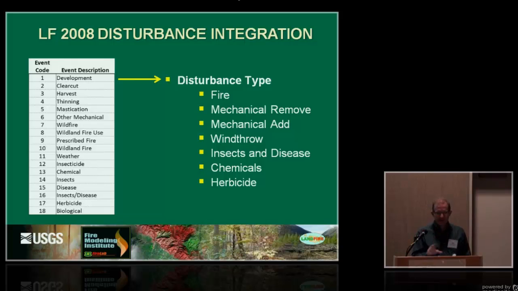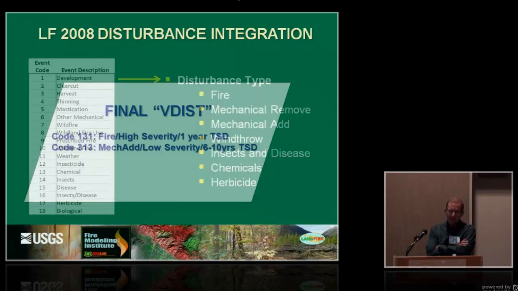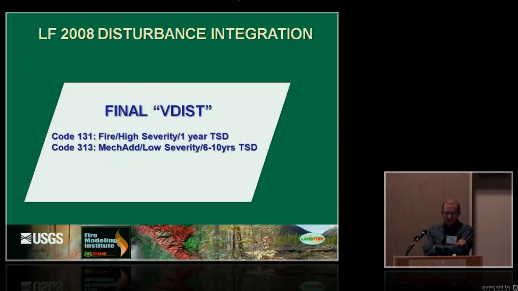So we have a 3-dimensional look with one map, and that's what we call our VDIST map. So we can then look at the coding: 131, where the first number is the disturbance type, the second one is the severity, and the third one is the TSD.